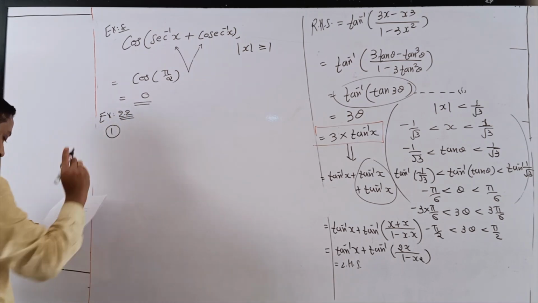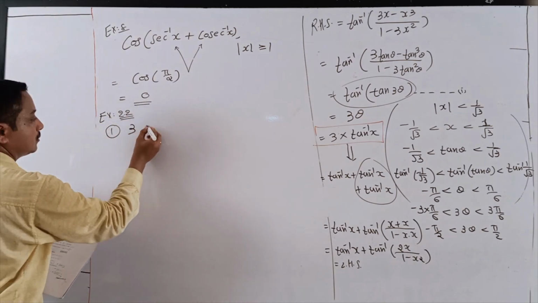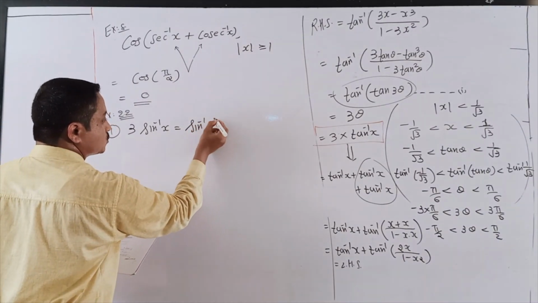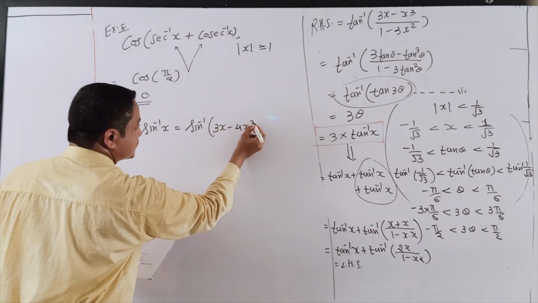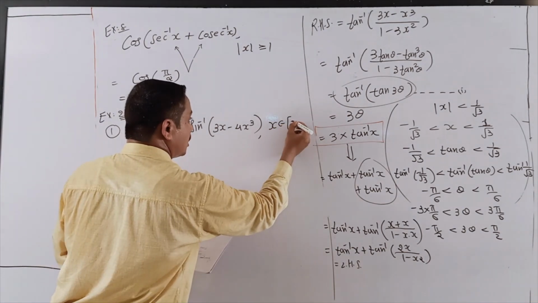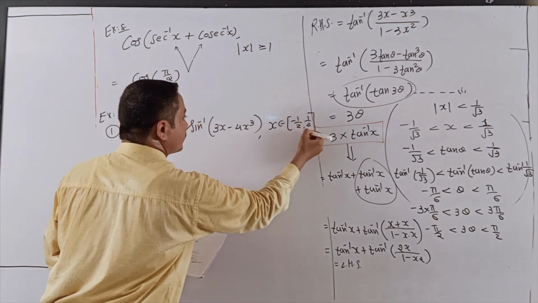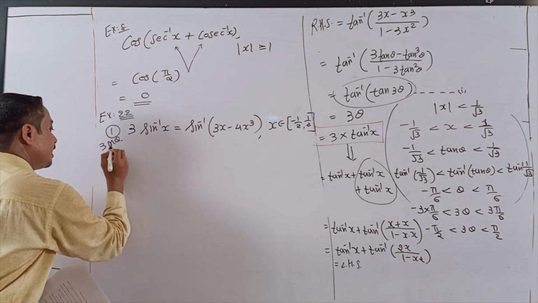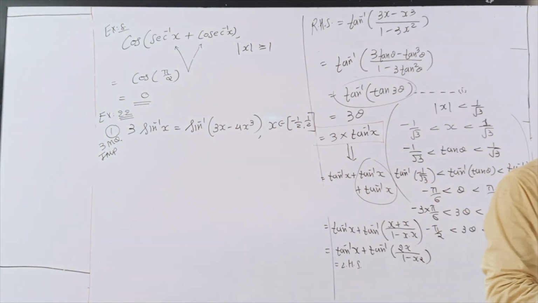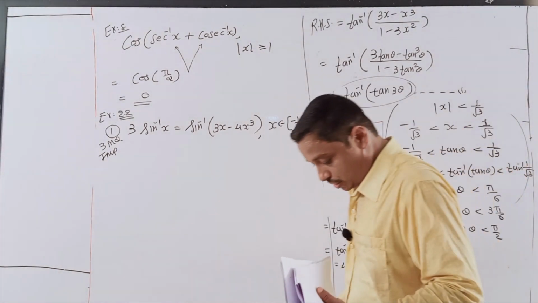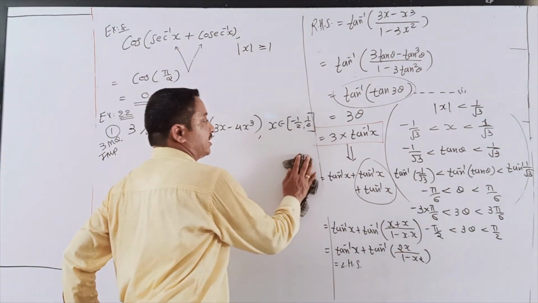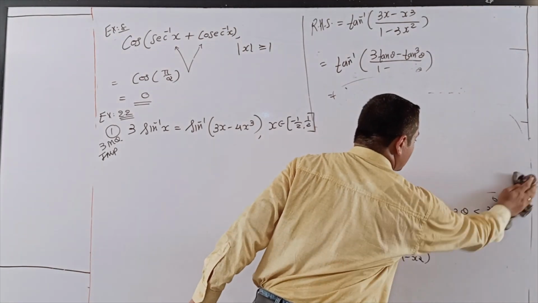Now I go to exercise 2.2. First one. Prove that 3 sin inverse x is equal to sin inverse of 3x minus 4x cube, with the condition given x belongs to minus half to plus half. Yes students, this is an important question and an exam level question. Now students, here I am taking 3 to 4 big numericals today, all big numericals for 3 marks level. So properly concentrate here.